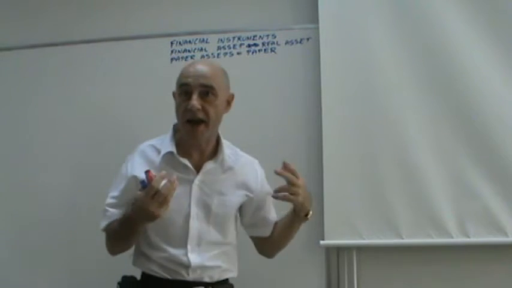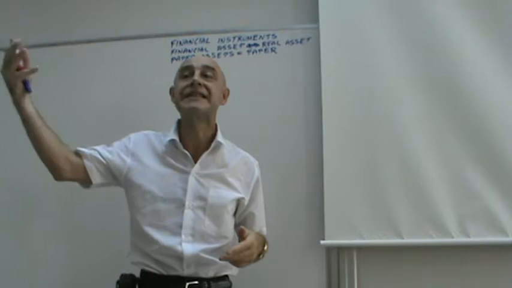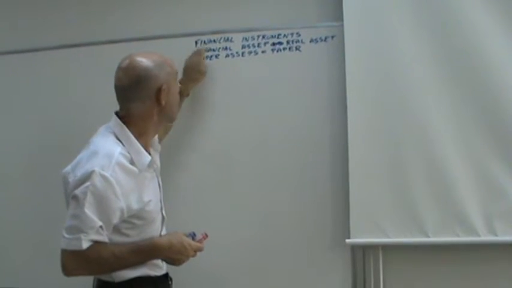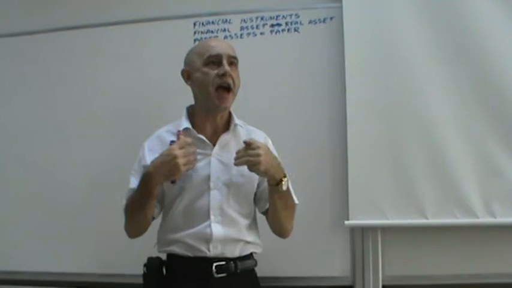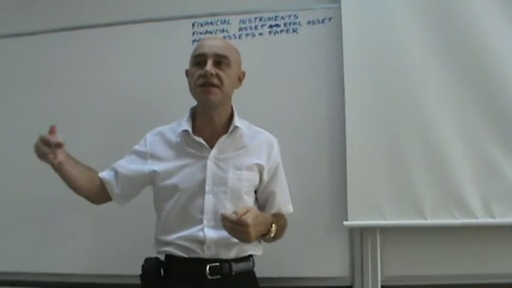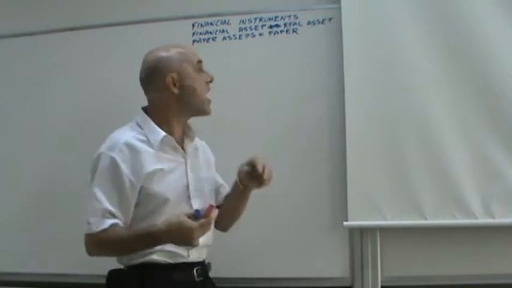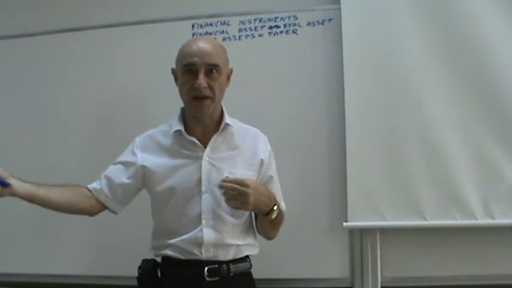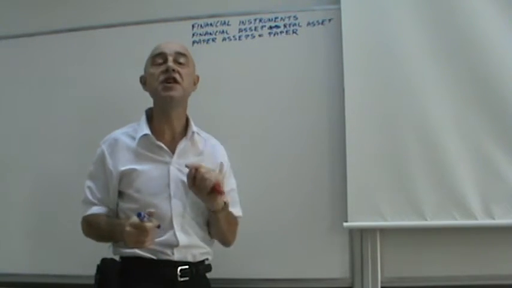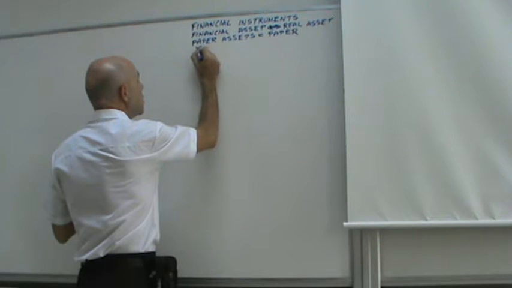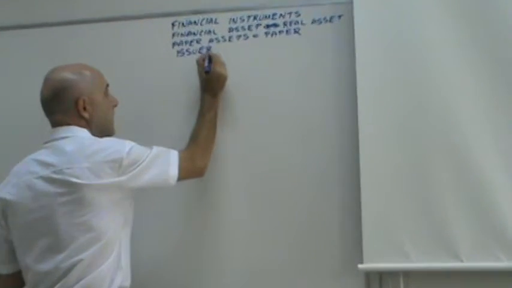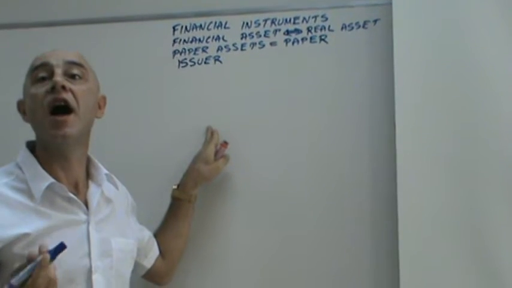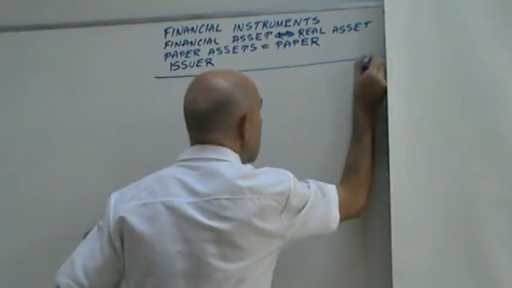A financial asset is a claim on somebody else. Now, the best definition and the best way to understand financial asset is that it is an asset which is someone else's liability. So, every financial asset is an asset and at the same time a liability. It is liability for the issuer. So for issuer, it is a liability. For the owner, it is an asset. Okay? Now, let's draw the line.